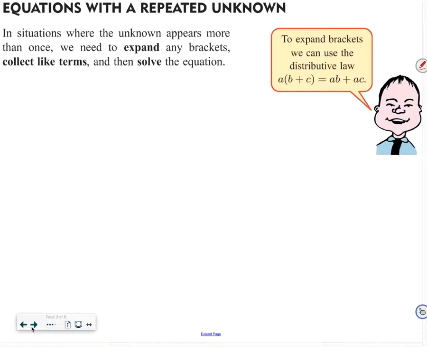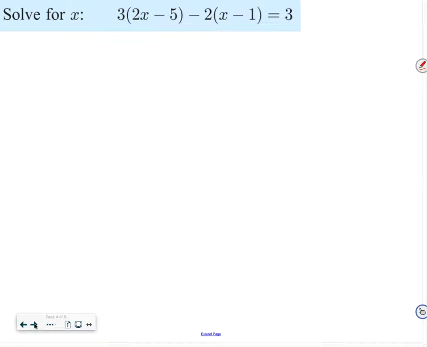Equations with a repeated unknown. In situations where there's a repeated unknown, what we want to do is expand them and get rid of any brackets, collect our like terms, and then solve it as we did before. So let's look at how that's going to look. Notice I have 2 unknowns, an x here and an x here. To isolate those is difficult, but they're like terms, so we can combine them.